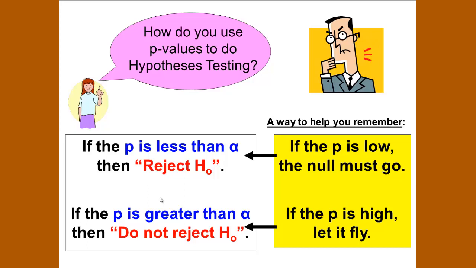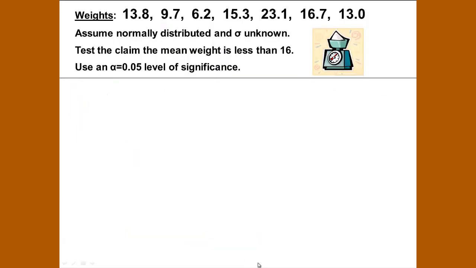If the p is less than alpha, there is something unusual going on, and then we reject H0. If the p is low, the null must go. If the p is greater than alpha, then everything is ordinary. We do not reject H0. If the p is high, we let it fly, let everything stay, and we do not reject and make no conclusions. I will begin with an example with 7 weights.